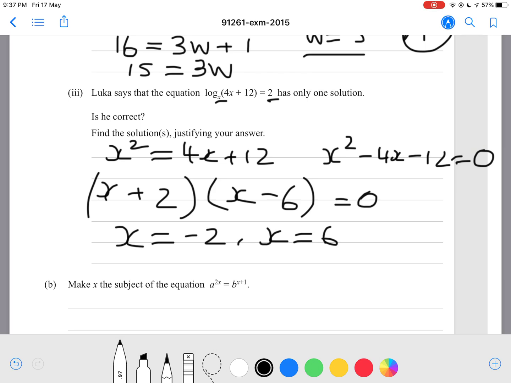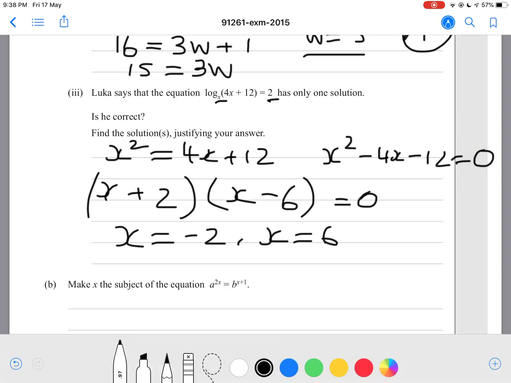So for example, if you substitute x into the equation, you get log of base negative 2 of negative 2 times 4, that's negative 8, plus 12, that's 4, equals 2. But if you have a negative base, it's actually impossible to have a log of a negative base. So it's impossible to have a log with a negative base, and it's impossible to have a log of a negative number.